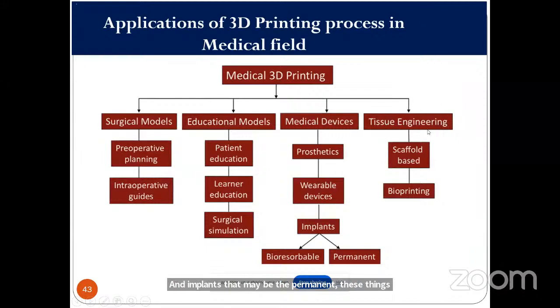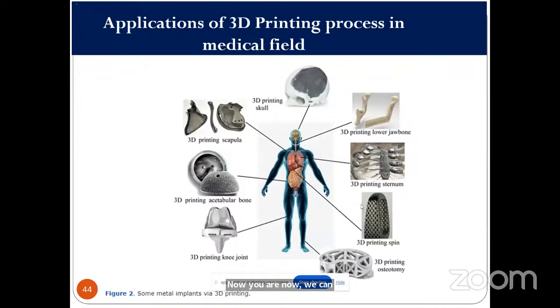And the tissue engineering. Now the latest thing is we can print the scaffold based tissues, and bioprinting is the latest application. Now even now we are able to print our liver, heart, skin, everything by using this bioprinting technology. So the entire body is 3D printed.